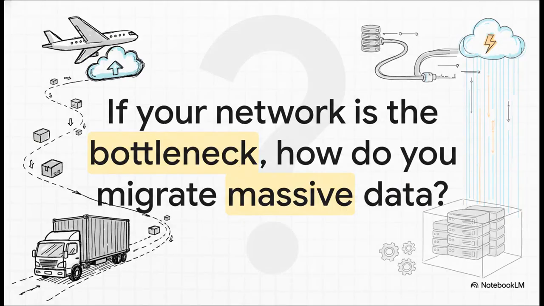And this leads us to the fundamental question that AWS had to solve. If the network is the problem, what's the solution? Well, their answer is actually pretty elegant, and it's twofold. You either go around the network completely by physically shipping your data, or you use a specialized service that can migrate active systems online without causing a huge disruption. Let's dig into that first option, actually shipping it.